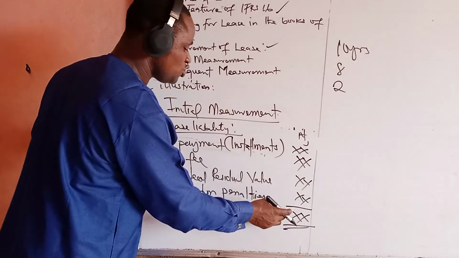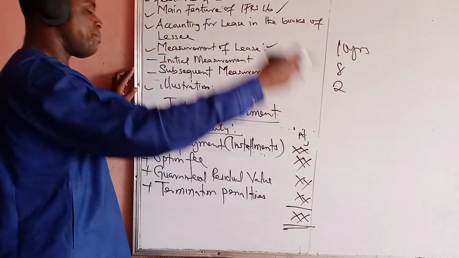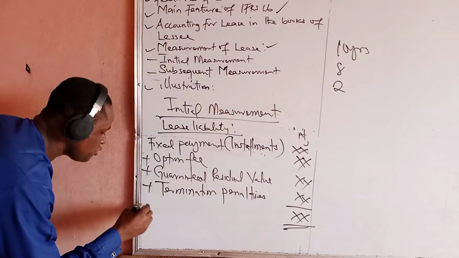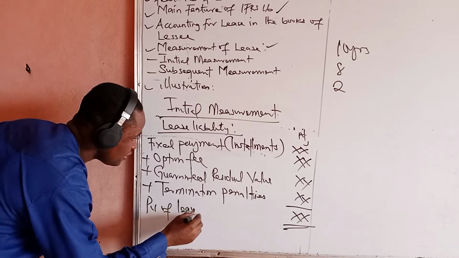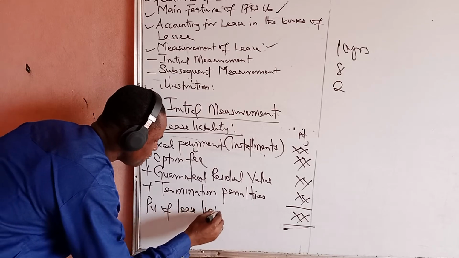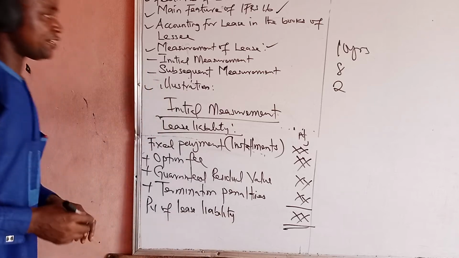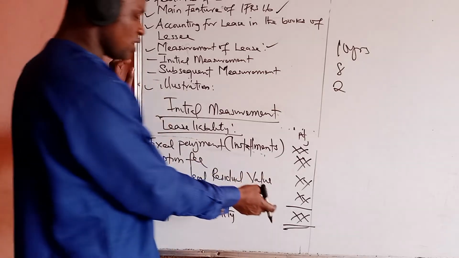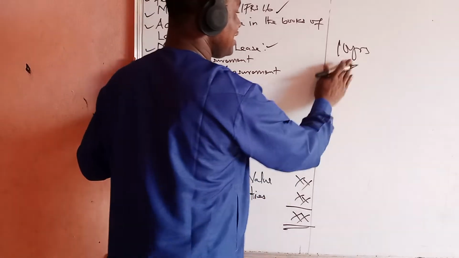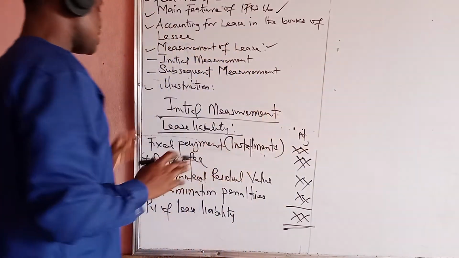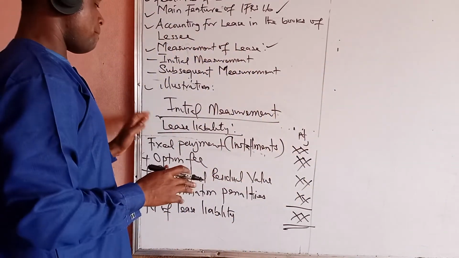So this is what we discount now to present value to give you the value of lease liability. So this is the present value of our lease liability. We are still on initial measurement.